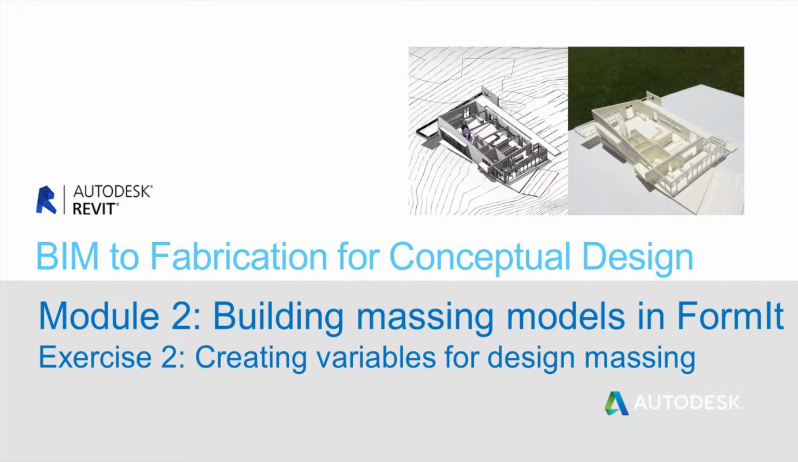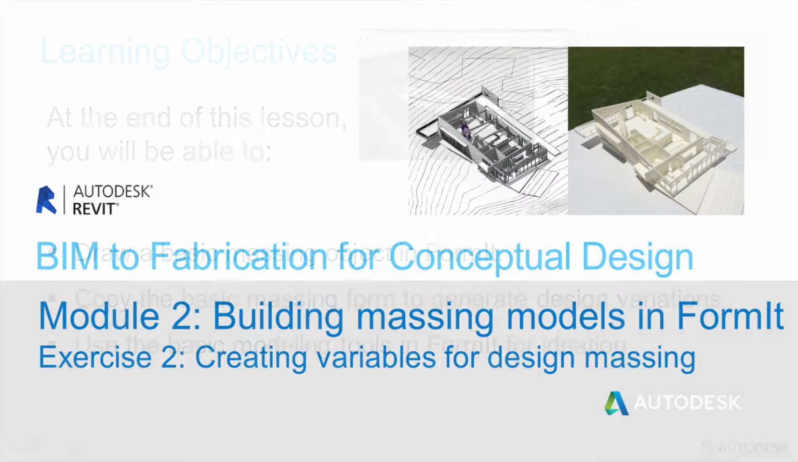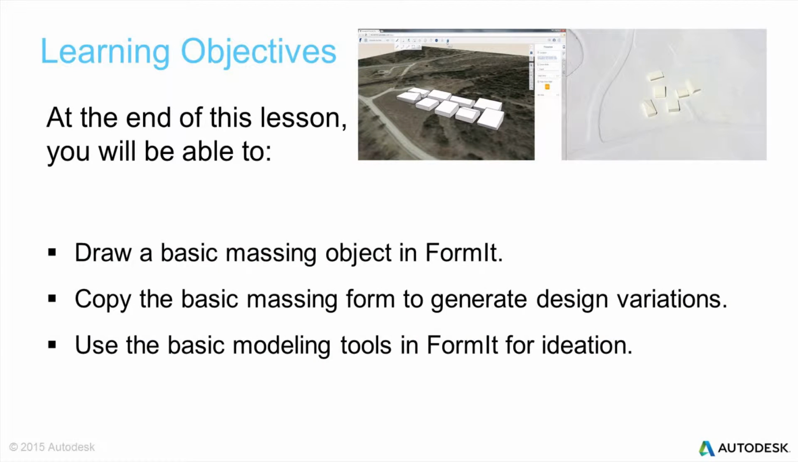So in exercise 2, we're creating variables for design massing inside of Formit. So again, Formit is going to be a great tool for us to really quickly generate a wide range of different massing options, all based on a basic program for the building. And in this exercise, we're going to learn how to draw a basic massing object in Formit, copy the basic massing form to generate design variations, and use the basic modeling tools in Formit for ideation.